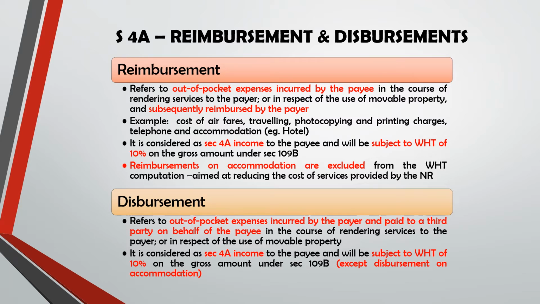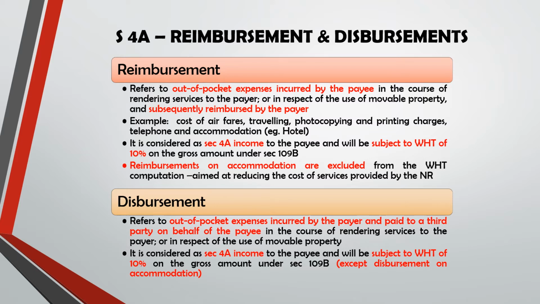Examples are the cost of airfares, traveling, photocopying, printing charges, and accommodation. It is considered as Section 4A income to the payee, which is the non-resident payee, and will be subject to withholding tax of 10% on the gross amount under Section 109B. So that is under special classes of income. However, only reimbursement on accommodation is excluded from the withholding tax computation, because it is aimed at reducing the cost of services provided by the non-resident in the case where the onshore services are performed for quite a long period of time. So they don't have to pay the accommodation charges, for a long period, and be subject to tax. That's the reason why the reimbursement on accommodation is excluded.